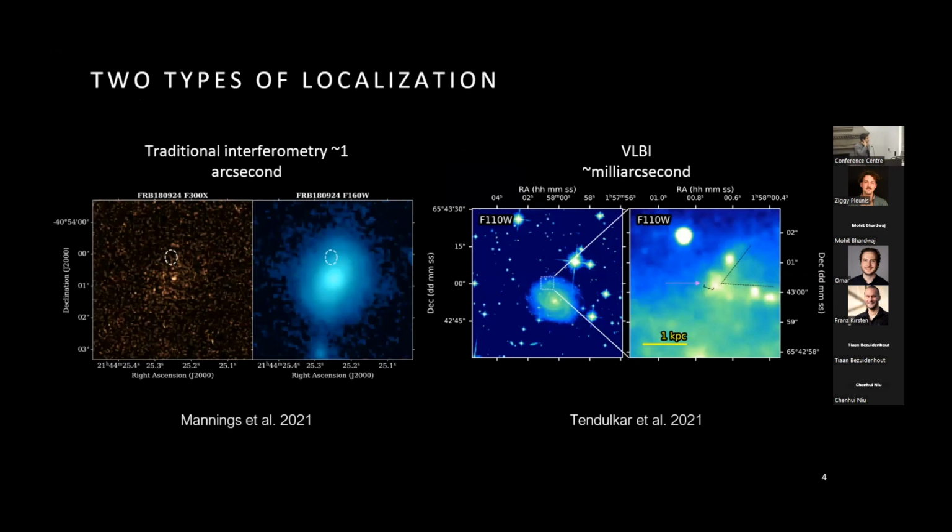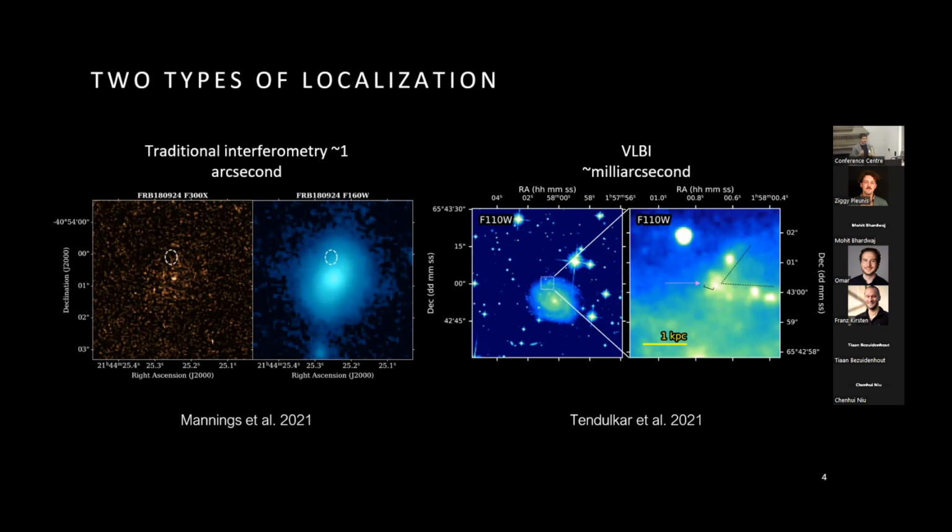And in fact, there are two levels at which you could do better, right? You can do something like on the left with traditional interferometry and get something like arc second localizations. And that will, in almost all cases, be good enough to identify the host galaxy. For nearby sources, it also gives you information about where in the galaxy it is, sort of like centroid offsets, and maybe identify spiral arms.